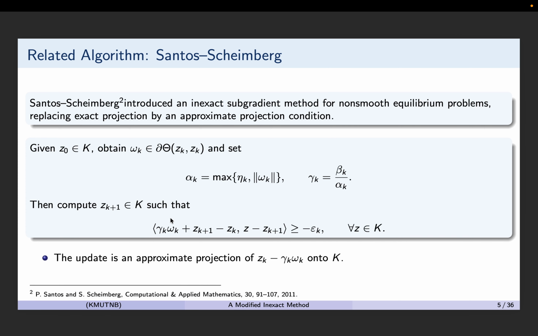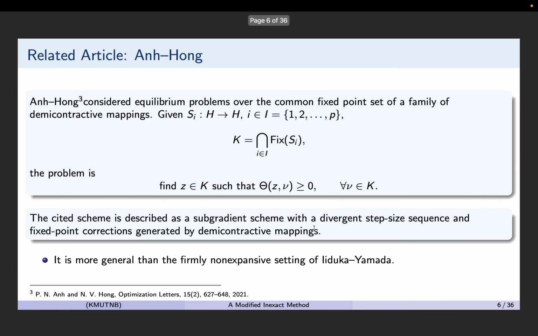Another related work: Santos, in Computational and Applied Mathematics 2011, proposed a method. This is the method: you choose a point in K, you compute omega k, and set this value for the step size. You can see the update here is simply an approximate projection, instead of using exact projection, which is approximated by epsilon here. So this is one of the key motivations we use. We pick this kind of approximate projection instead of the exact one.